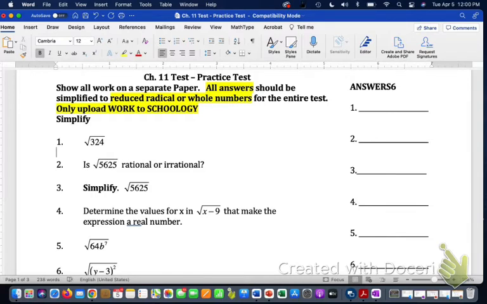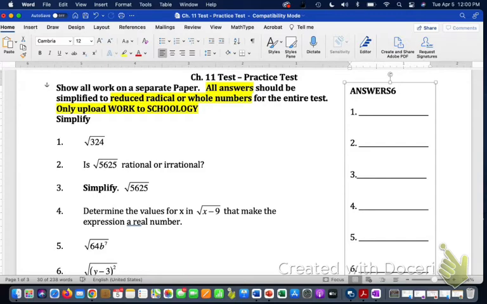Number 1, the square root of 324 is... I asked you guys to memorize these, so you should know, 13 on through 20 squared, 13 squared, 14 squared. 18 was one of them. And the square root of 324 is 18.